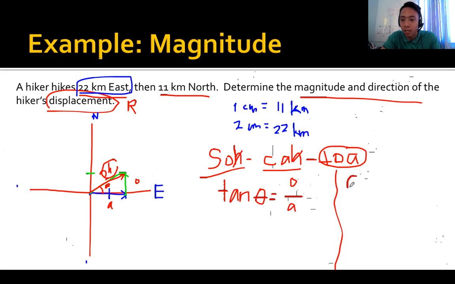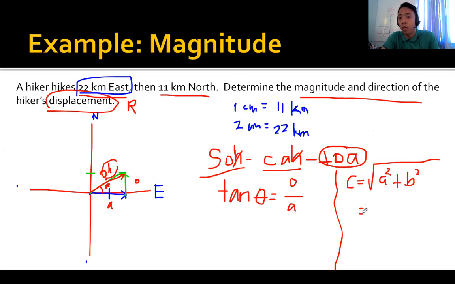Correct? So we have here c as the hypotenuse equals the square root of a squared plus b squared. Ayan. So what will be our a squared? It's either 11 or 22. It's okay. Kasi a plus naman yan. Okay? So we can interchange their given. So we have here 11 squared plus 22 squared.